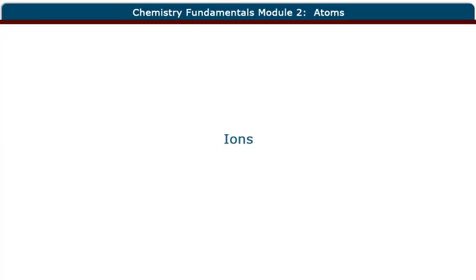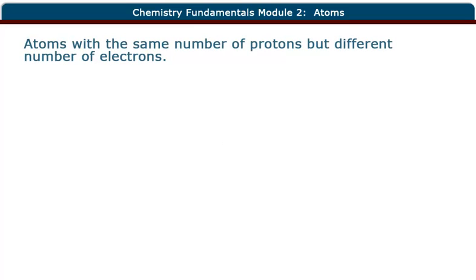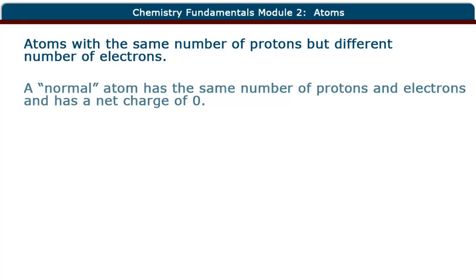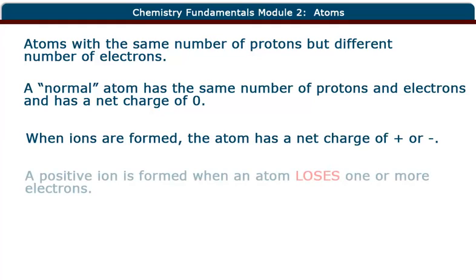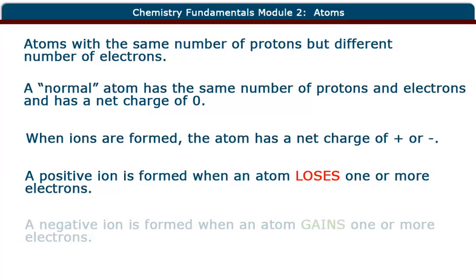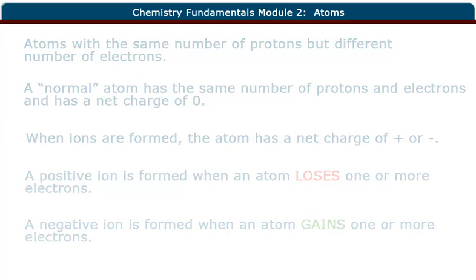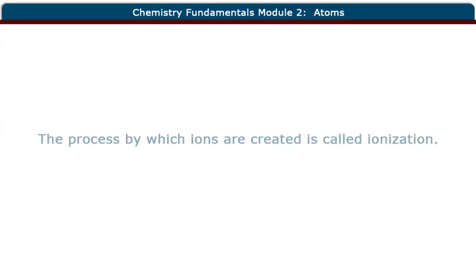Now let's talk about ions. Ions are atoms with the same number of protons but a different number of electrons. A normal atom has the same number of protons and electrons and has a net charge of 0. When ions are formed, the atom has a net positive or negative charge. A positive ion is formed when an atom loses 1 or more electrons. A negative ion is formed when an atom gains 1 or more electrons. The process by which ions are created is called ionization.